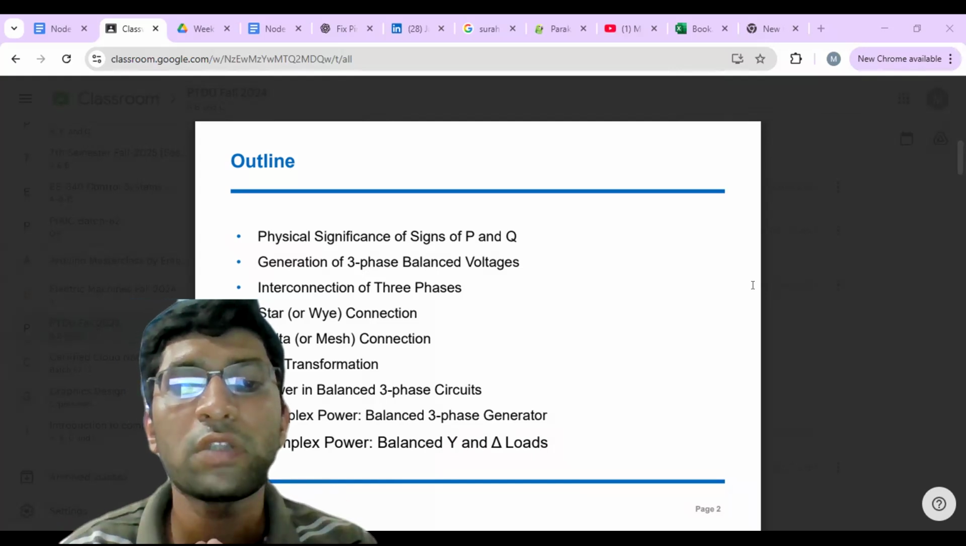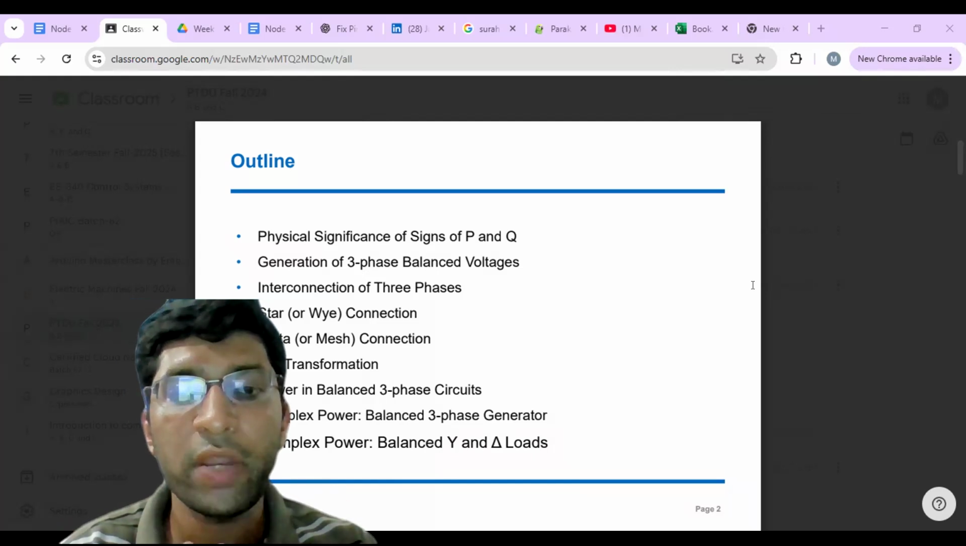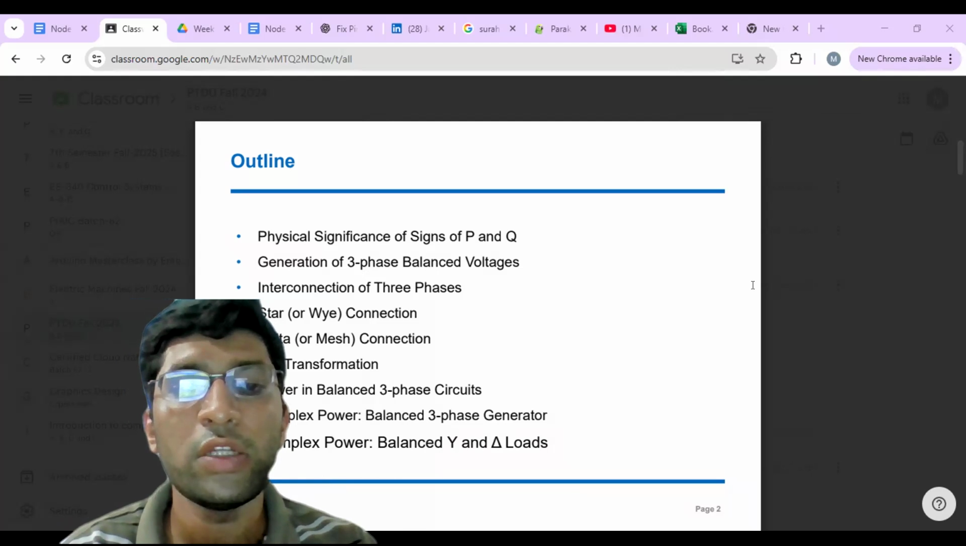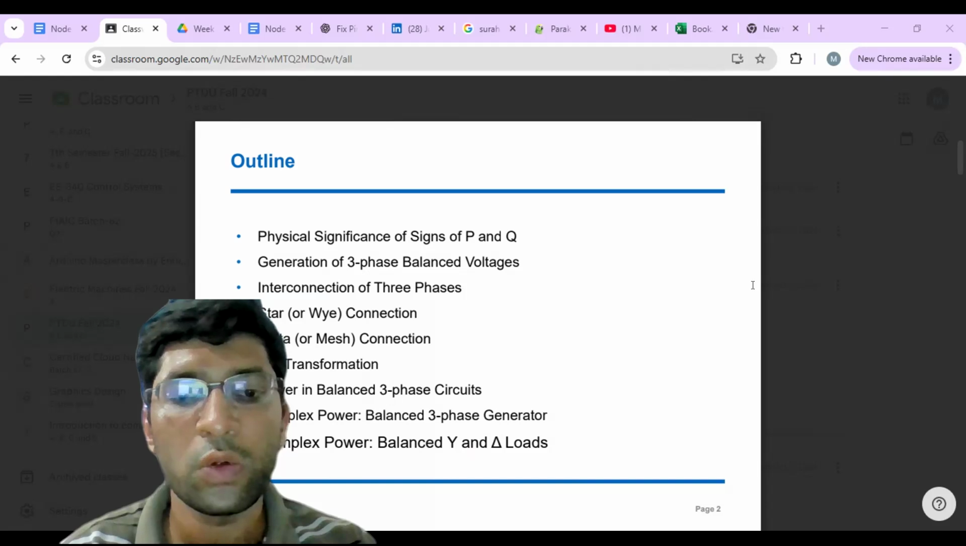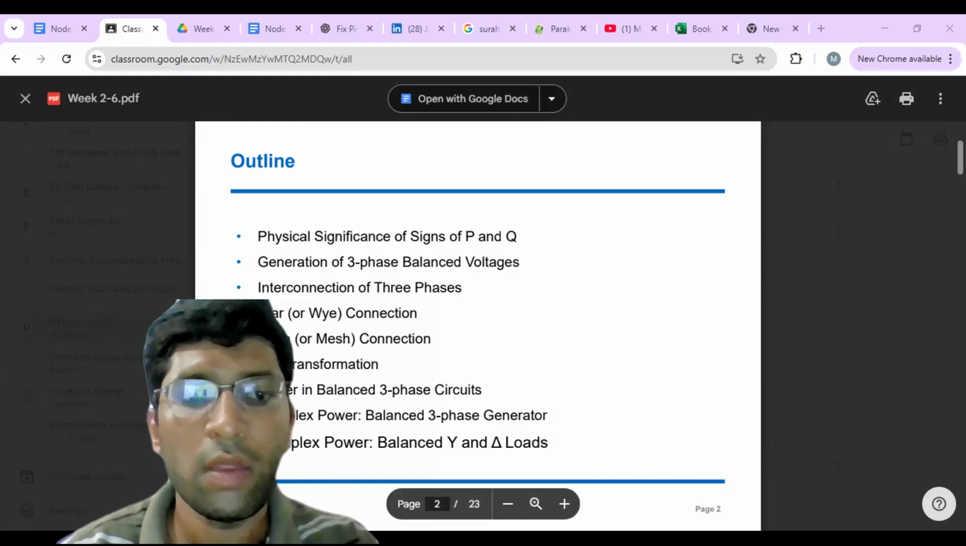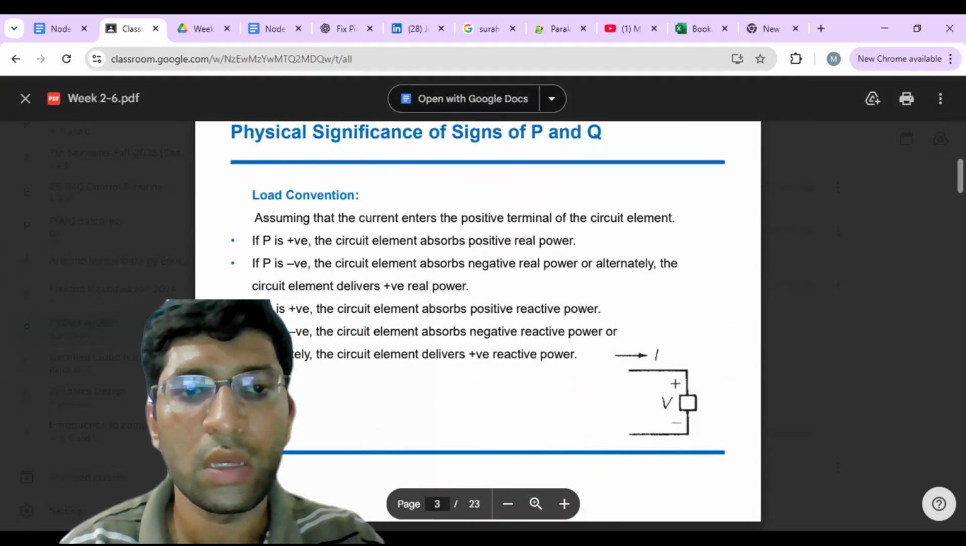The significance of signs of reactive power and active power, the generation of three-phase balanced voltages, and the interconnection of three phases. So let's dive into the lecture about these three topics.